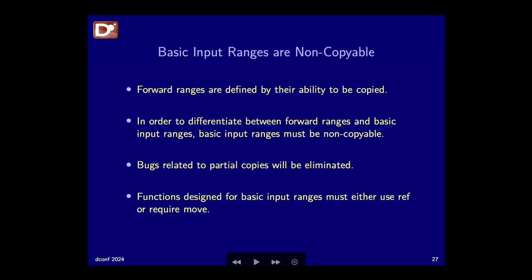The flip side of this kind of sucks, because what currently defines the difference between a forward range and a basic input range is save. With save gone, there's no longer a difference. However, if something is a basic input range, it's because it cannot implement the save behavior. There's no way for it to efficiently give you an independent copy. That's why it's a basic input range. So essentially, the fundamental difference between basic input range and a forward range is its copyability.